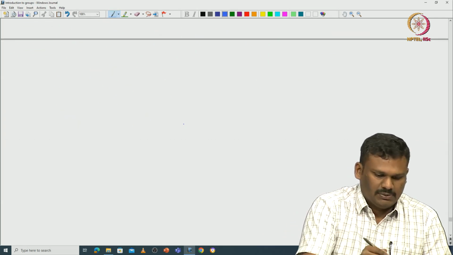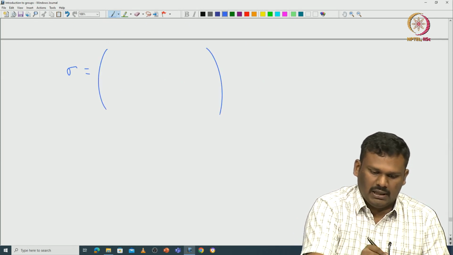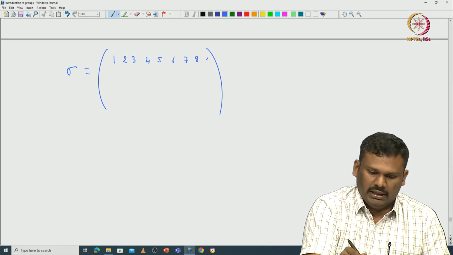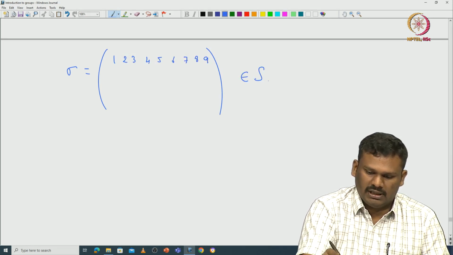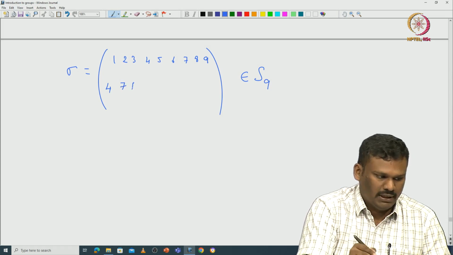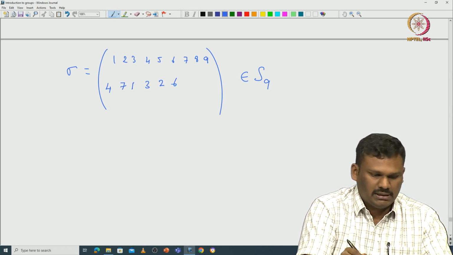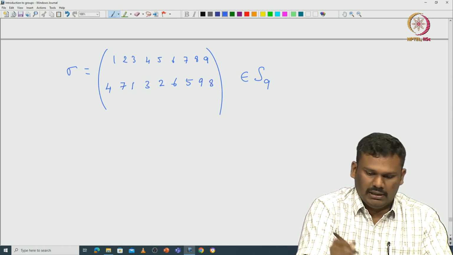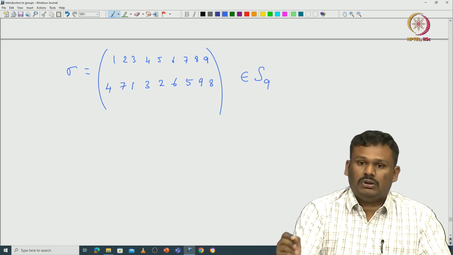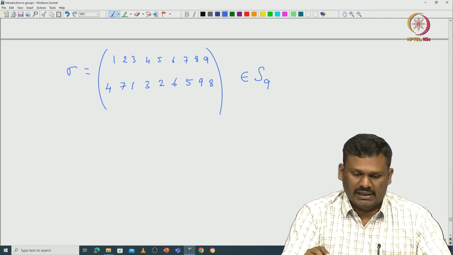So let us consider this particular sigma which is coming from S9. Take 1, 2, 3, 4, 5, 6, 7, 8, 9. So this is from S9. Let us say 1 goes to 4, 2 goes to 7, 3 goes to 1 and 4 goes to 3, 5 goes to 2, 6 to 6, 7 to 5, 8 to 9, 9 to 8. Now what we want to do is write this sigma as a product of disjoint cycles.